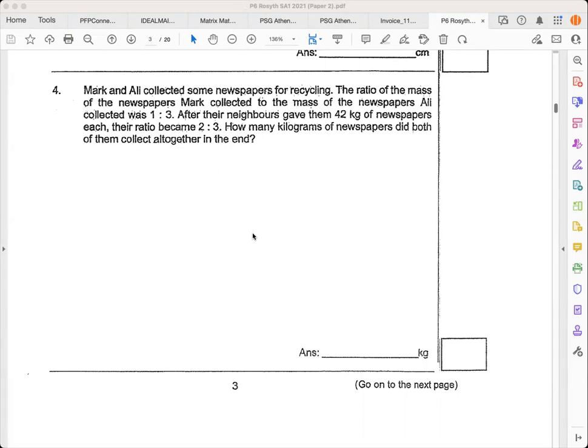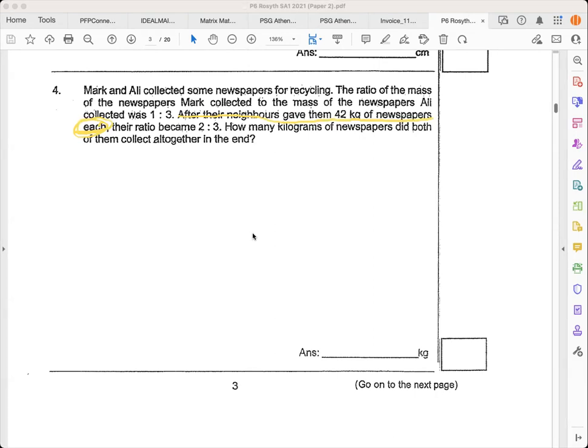The keyword, or rather the key phrase, is this. Let me highlight it for you. This: after they gave them 42 kilograms of newspaper each. So actually the keyword is each. This statement tells me that they both receive the same amount of newspaper, 42 kilograms each.